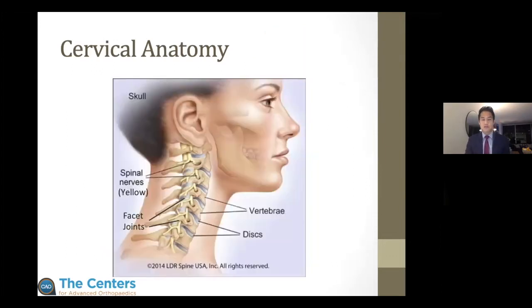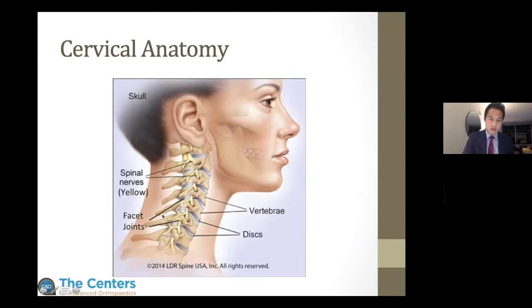Looking at the cervical spine from a side profile view, I like to break down the anatomy into 3 different columns. So in the front column, you're going to have your vertebral bodies and your discs. The back column, you're going to have these pointy bones, which we call the spinous processes. These are the attachment site for your muscles.